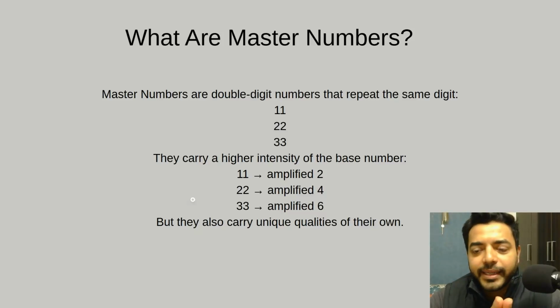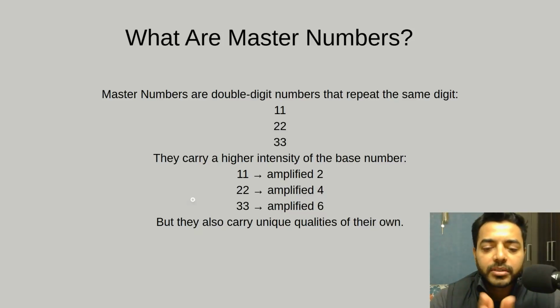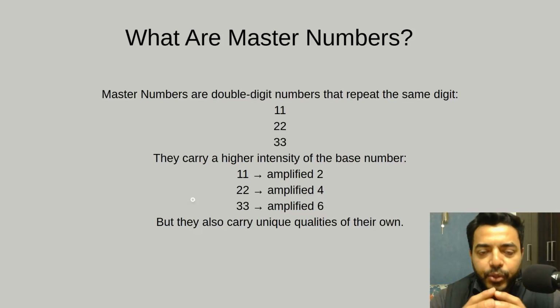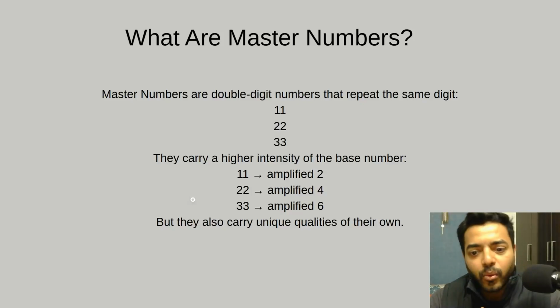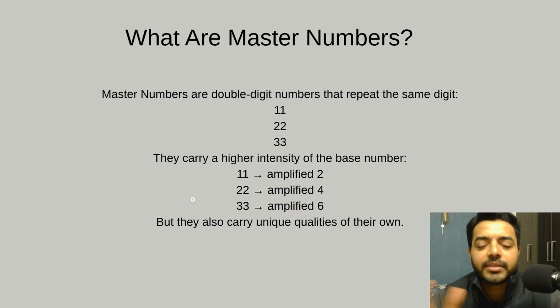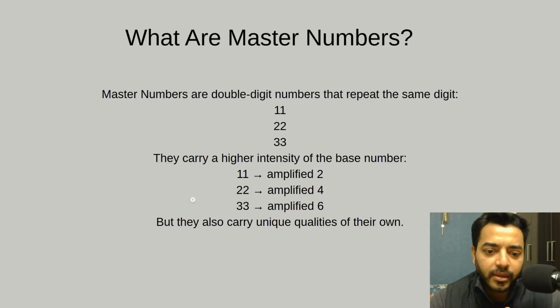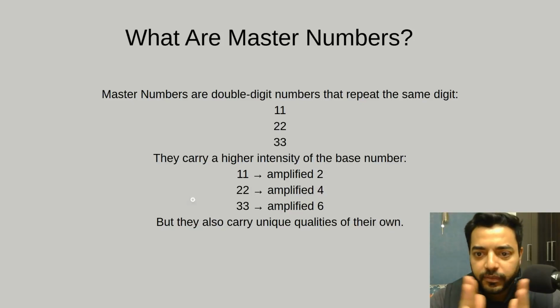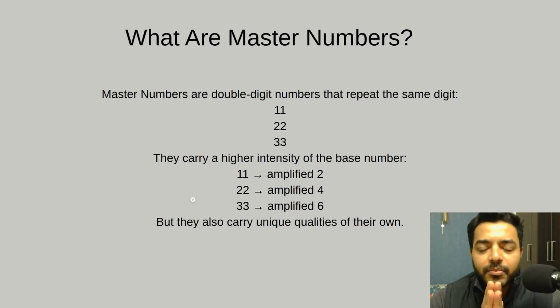If in the process of numerology we come across 11, 22, or 33, we will use the numbers 11, 22, and 33. But we will also try to understand their base numbers, which is 2 for 11, 4 for 22, and 6 for 33, right? So they also carry unique qualities of their own. So we'll be using 11, 22, and 33 as master numbers.